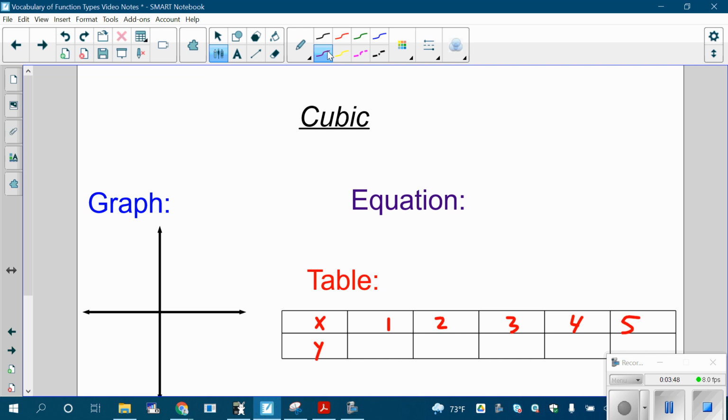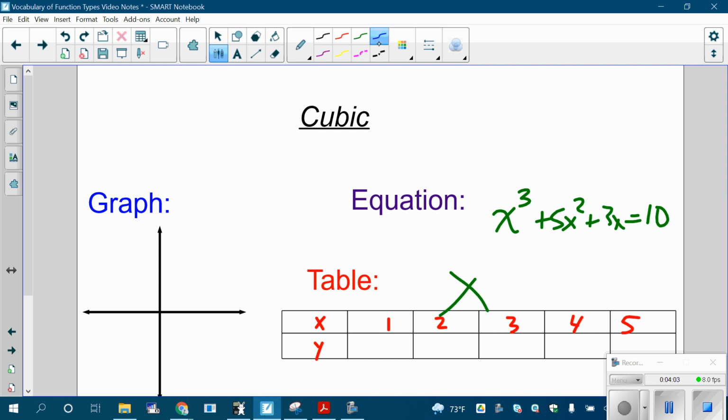Cubic means cubed, so the third power. So an equation that's cubic has x cubed in it. It might also have x squareds and x's, but it's got to have a cubed to make it cubic. Don't worry about the table for that.